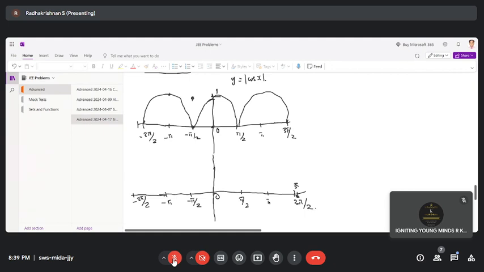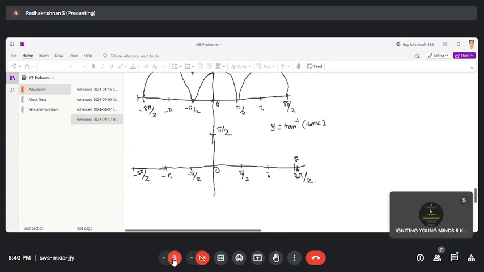And what is the range of tan inverse x? This function is tan inverse of tan x. What is the range of tan inverse of x? Minus pi by 2 to plus pi by 2, right? And for benefit, they have given it also in the problem. So the range of the function is minus pi by 2 to pi by 2.